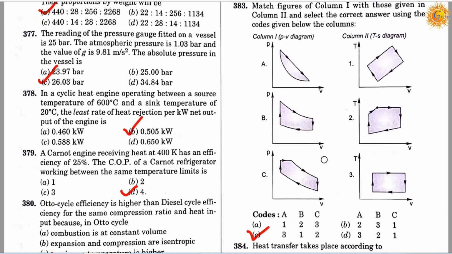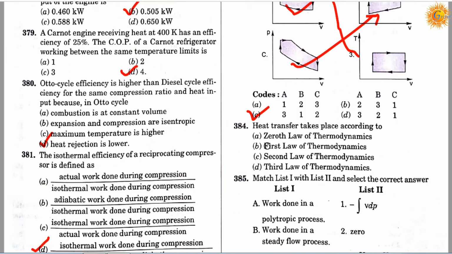According to C, for option A, you can see the PV diagram of this cycle. So its TS diagram, according to answer C, A is connected with 3, so it means this one. B is connected to 1, and C will be connected to 2, it means this one. So these are in this combination.